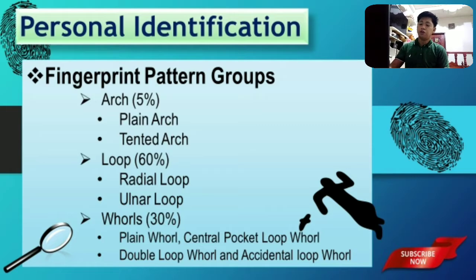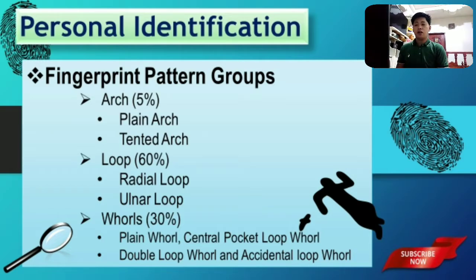So for arches, we have two types: plain arch and tented arch. Approximately, only 5% of the entire population has this pattern. Among these three family patterns, this is the one with the fewest people. Then we also have the loop. Loop patterns are classified into two: radial loop and ulnar loop. 60% of the entire population has this fingerprint pattern.